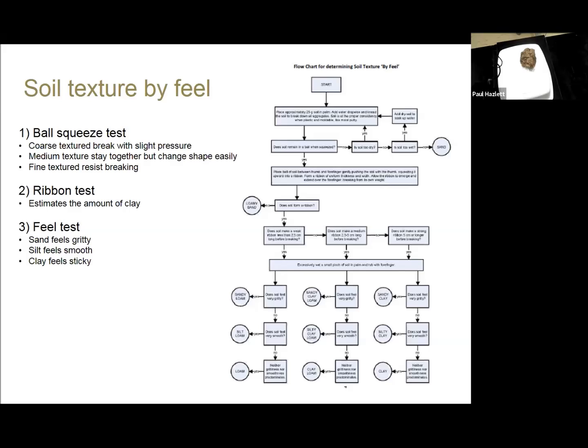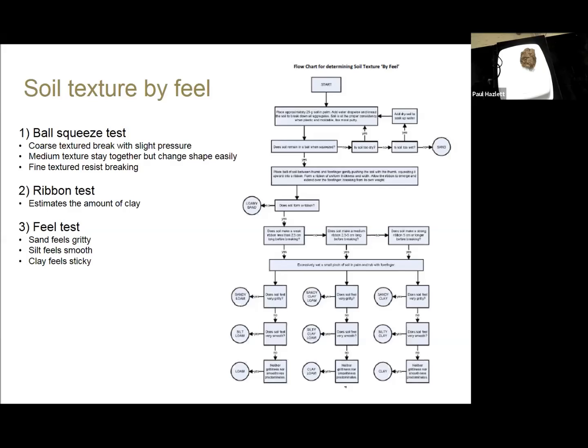So the first test, and we're going to go through this with a sample in a minute, but the way this key works is we take a soil sample and we wet it with water. If you're doing this in the lab on a dry sample, you can use a water bottle to do that. If you're in the field and you've got a moist sample from the field already, you may not have to add a lot of moisture to it. The ball squeeze test is where you're trying to form your soil into a ball and see how strong that ball is.